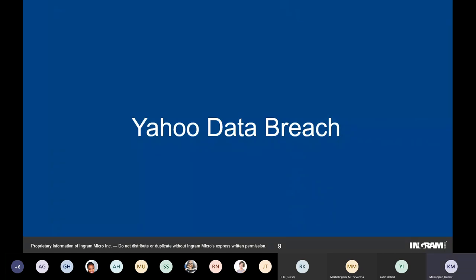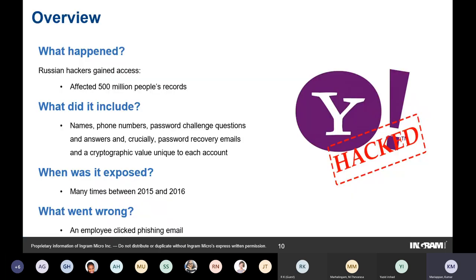Now we are going to talk about some breaches that happened in the past, what went wrong, why the breach occurred, and the fines associated with it. One of the most known breaches is the Yahoo data breach. Russian hackers gained access to Yahoo's internal environment, which affected 500 million people's records. It included names, phone numbers, and password questions.